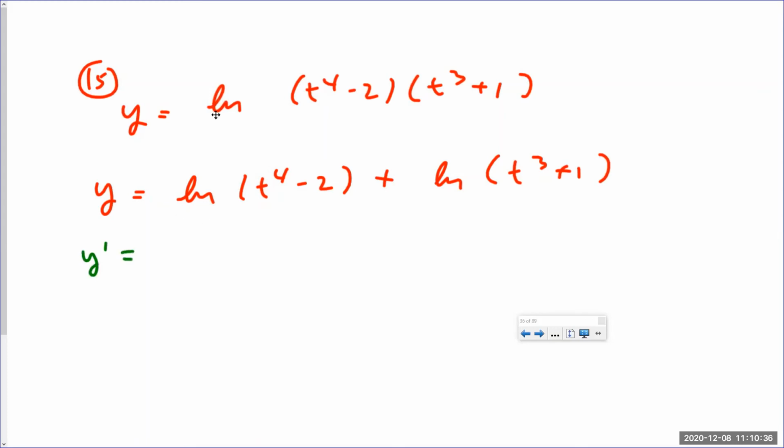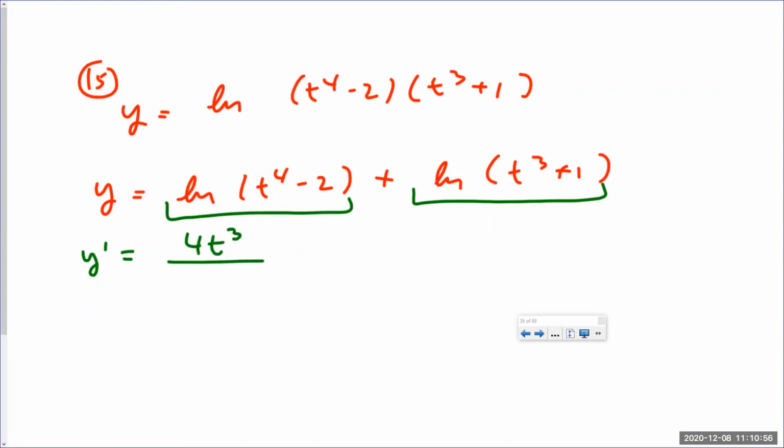Do you see, you thought you only got to do one problem, but oh boy, you get to do 2, okay? This one plus this one. What's the derivative of log 2 to the t to the 4th minus 2? 4t cubed over t to the 4th minus 2. Is everybody good with that?